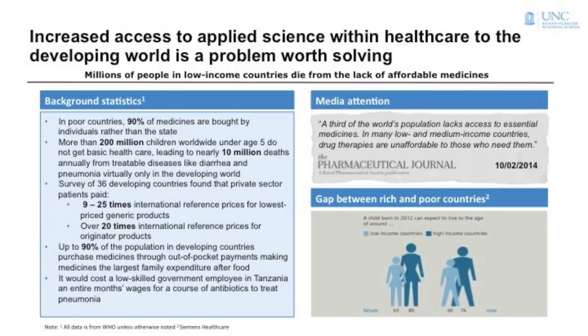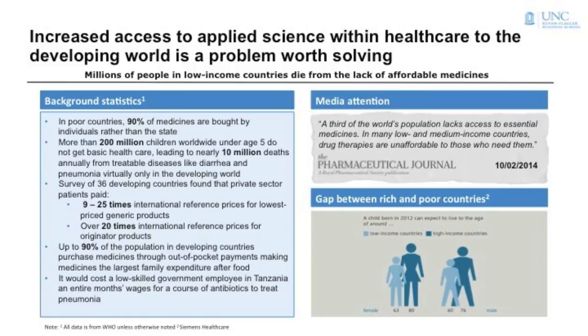So, some background statistics. In poor countries, 90% of medicines are bought by individuals rather than the state. More than 200 million children worldwide under the age of 5 do not get basic health care, and this leads to nearly 10 million deaths every year from treatable diseases like diarrhea and pneumonia, which are virtually only problems in the developing world at this point. A survey of 36 developing countries found that even private sector patients paid 9 to 25 times international reference prices for lowest priced generic products and paid over 20 times international reference prices for originator products.